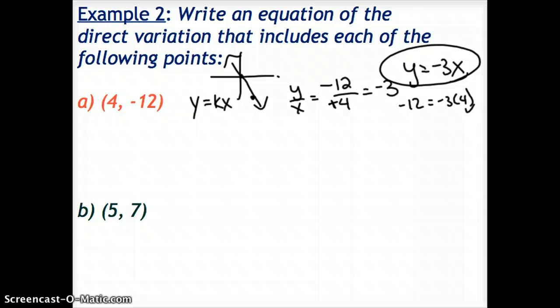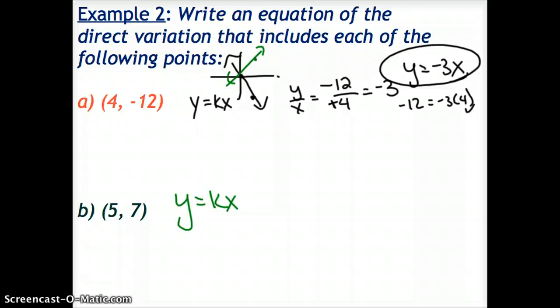Okay, so this one, the point 5, 7, again, it's going to have to be a straight line through that point. If I kind of put a little 5, 7 on there and graph it through, there's only one line that would work again, and I know it's going to be in the form y equals kx. You try writing that on your own. See if you get it.